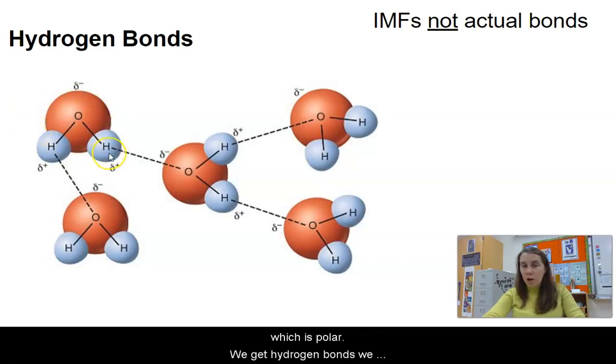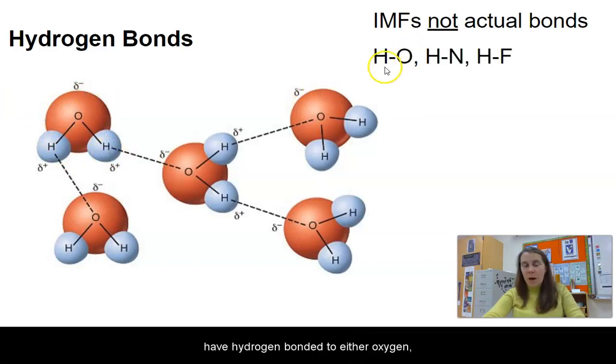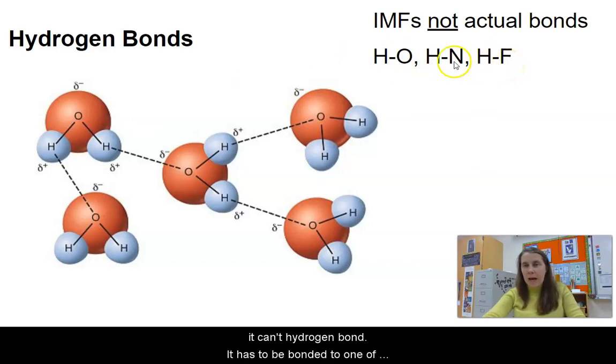So here I've shown water, which is polar, all right? We get hydrogen bonds, we have hydrogen bonded to either oxygen, nitrogen, or fluorine, okay? If hydrogen is bonded to carbon, it can't hydrogen bond. It has to be bonded to one of these 3. And that's because those are our most electronegative atoms on the periodic table. So they're going to pull the most electrons away from the hydrogen, giving it the biggest possible positive charge without making an ion.